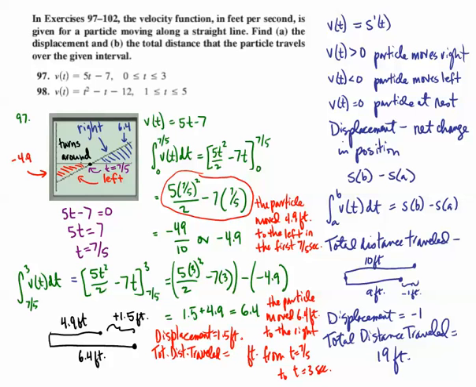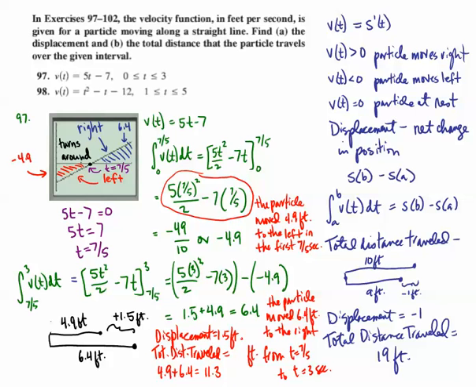Sorry. The total distance traveled is going to be the distance that you move to the left, which is 4.9, plus the distance you move to the right, which is 6.4, which is 11.3. All right, so that would be the answer to this question here.